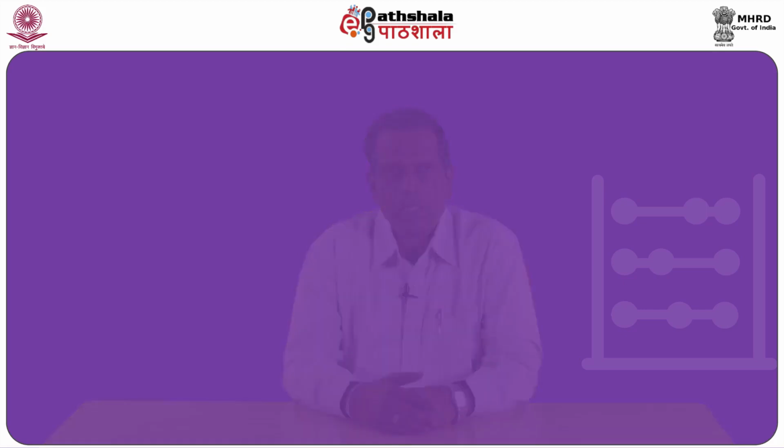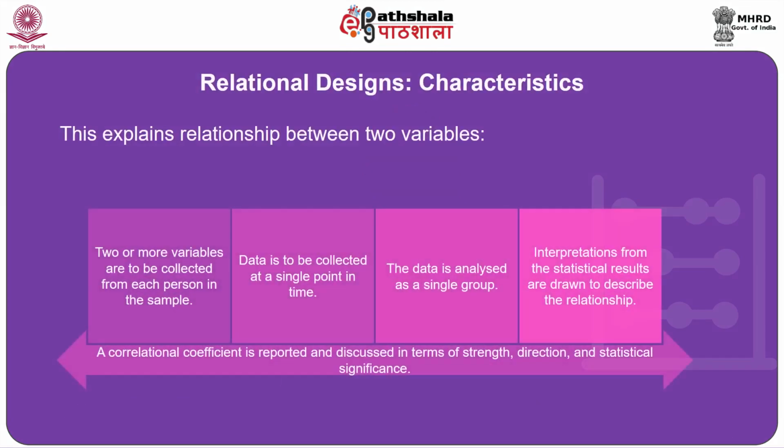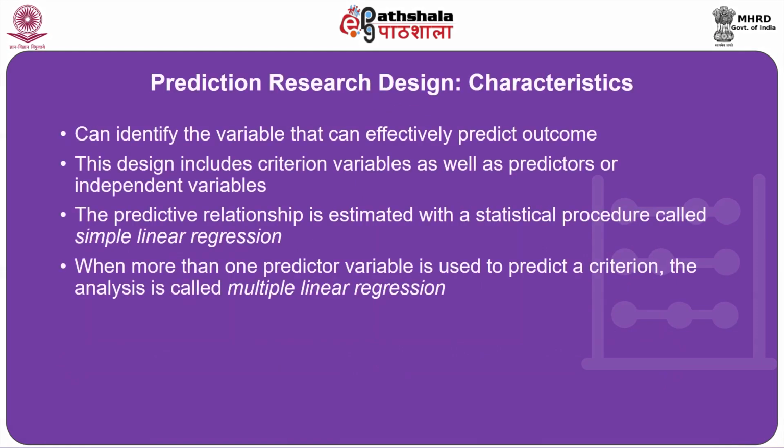There are certain characteristics associated with relational correlational designs. First and foremost, two or more variables are to be collected from each person in the sample. Secondly, data is to be collected at a single point in time. Thirdly, the data is analyzed as a single group. Next, a correlation coefficient, that is Pearson product moment correlation or multiple R, will be reported and discussed in terms of strength, direction and statistical significance. Interpretations from the statistical results are drawn to describe the relationship. Having learned about the relational correlational designs, now we will move on to predictional correlational designs.